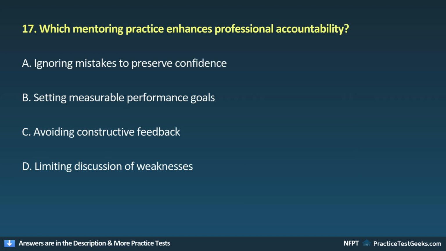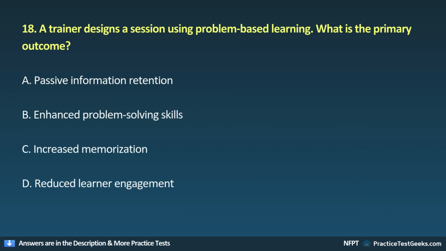17. Which mentoring practice enhances professional accountability? A. Ignoring mistakes to preserve confidence. B. Setting measurable performance goals. C. Avoiding constructive feedback. D. Limiting discussion of weaknesses.